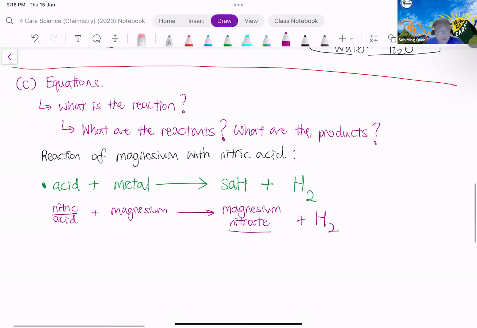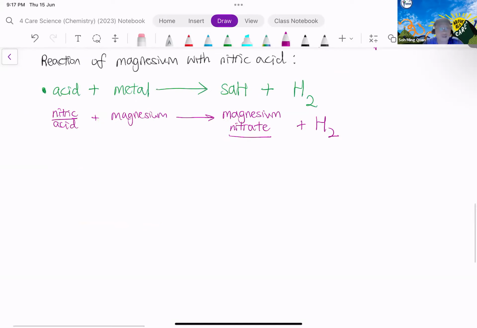All right. So it is important to know the reaction. Once you know the reaction, then it forms the salt, magnesium nitrate, and hydrogen gas. So you know the product. Now, once you have gotten this, the next step is to write chemical formula. Nitric acid is HNO3. Got to memorize. Magnesium is just Mg. Take note, no charge.